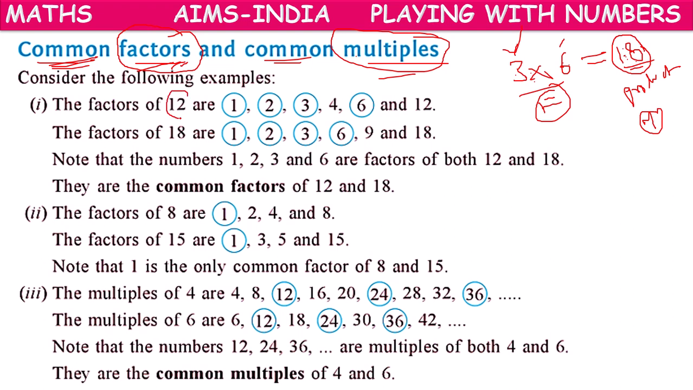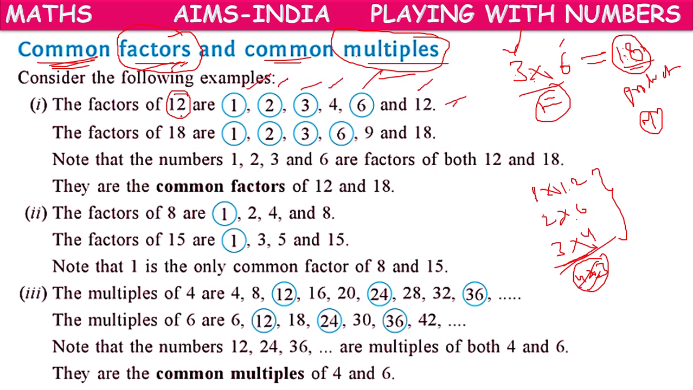So the factors of 12 are, because 12 we can write as a product of 1 and 12, 2 times 6, 3 times 4, 4 times 3 is already repeated. So these three formations are enough. So 1, 2, 3, 4, 6, 12 are the factors of 12. In the same way, 1, 2, 3, 6, 9, 18 are the factors of 18.